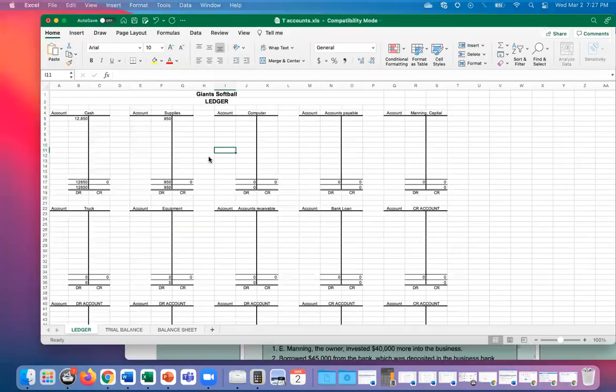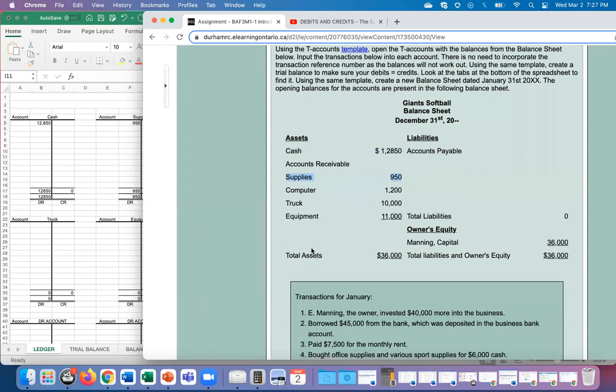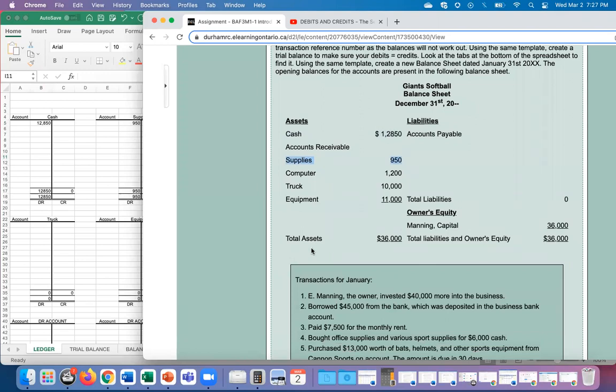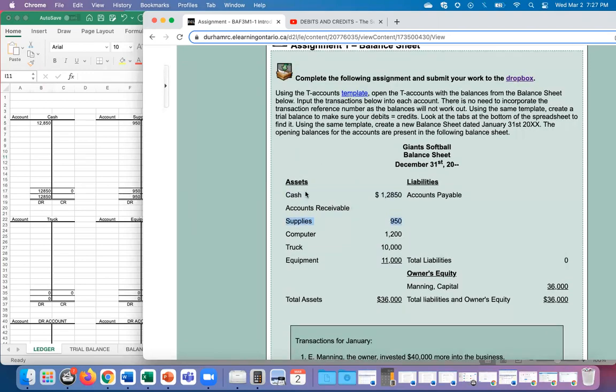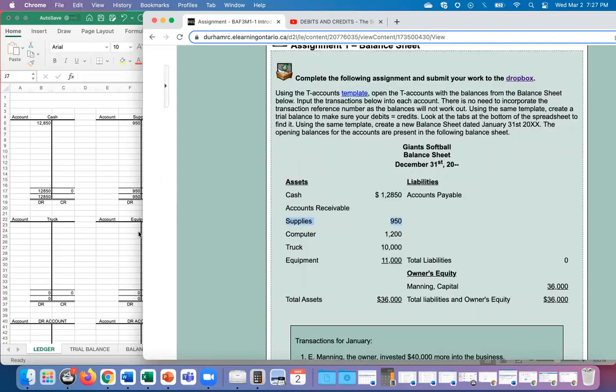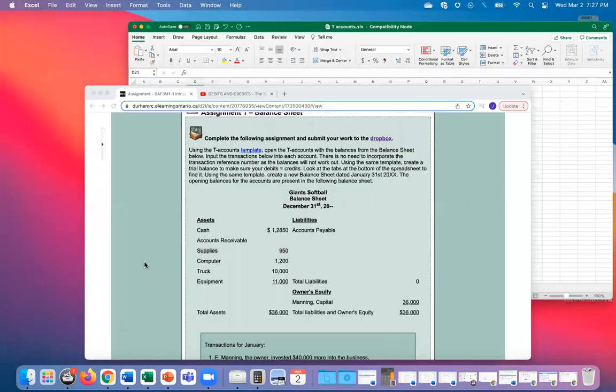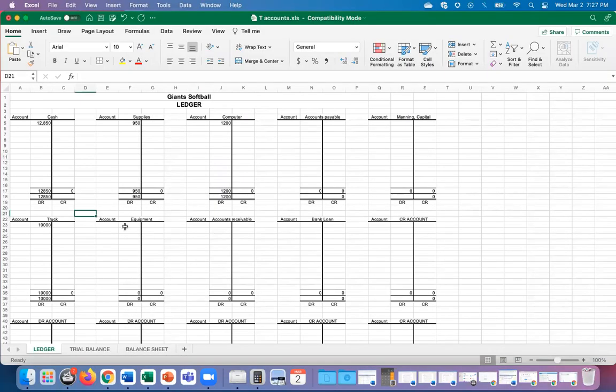Okay, I'm going to skip the rest. Let me see if I can do that. Yeah, I think I can. Okay, I won't skip it, but what I'll do is put these in quickly without explaining everything I'm doing as far as the assets. So computer is 1200, so I'm going to find that and put it in. Truck is 10,000, so let me grab that. Where's my truck? There it is. Equipment is 11,000. Equipment's here.